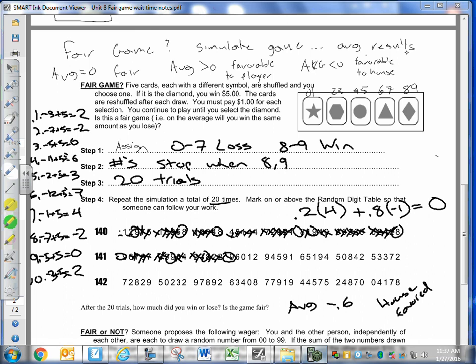How would I have seen that this is a fair game using my simulations? What did I need to do? What do I need to do to have this number get closer to the theoretical winnings? Keep going. More and more trials. The more and more trials that I would do, as I continue to average my winnings, I would find my average would end up being essentially zero.